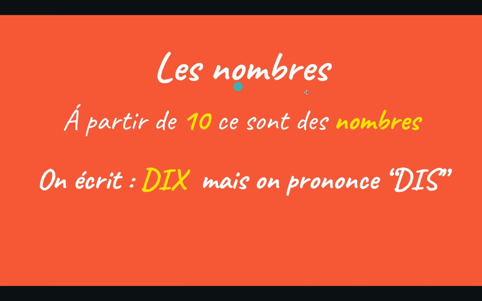Ensuite, nous avons les nombres. After 10, we have numbers. Le premier nombre, c'est 10. The first number, 10. This is the same like for 6. I don't know if you remember 6. We have X at the end, but we didn't pronounce it. We'll not pronounce dix. We will pronounce 10.